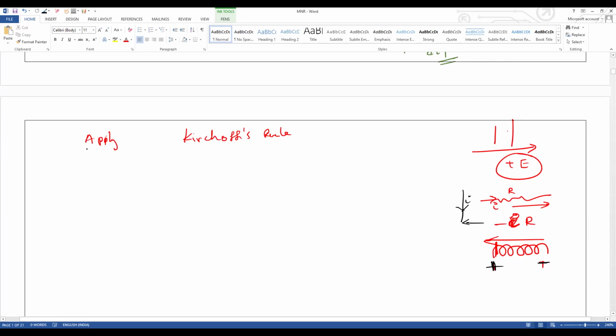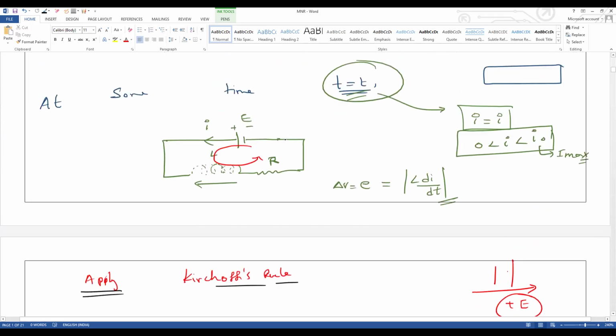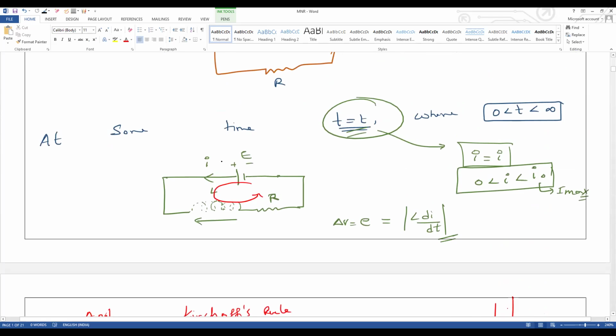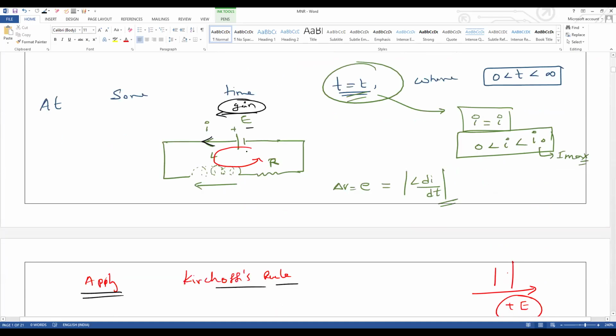Yes or no, guys? So by applying the Kirchhoff laws, you can see we have to go anti-clockwise. Now here, negative to positive. Gain or loss? Gain. Correct? Anti-clockwise. So negative to positive, same direction. So gain or loss? Everybody should respond. Gain. So positive or negative?